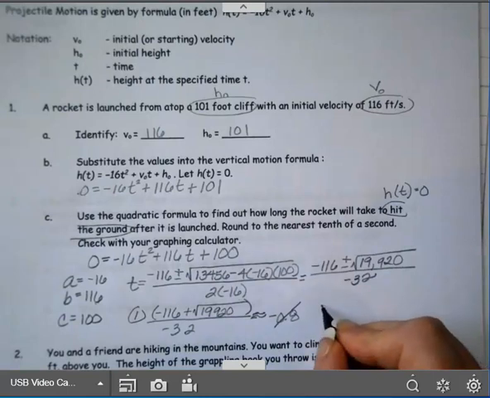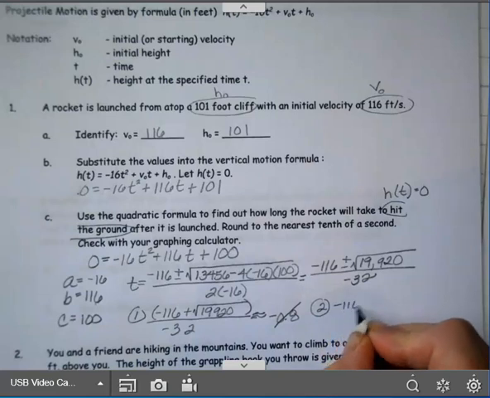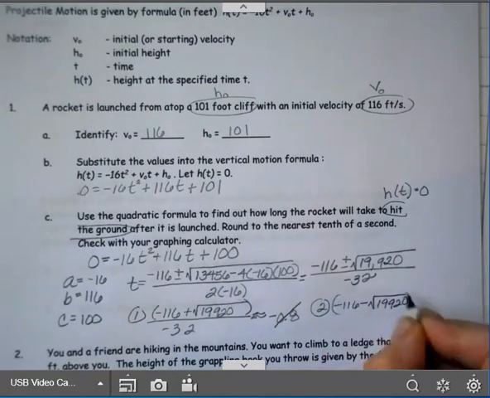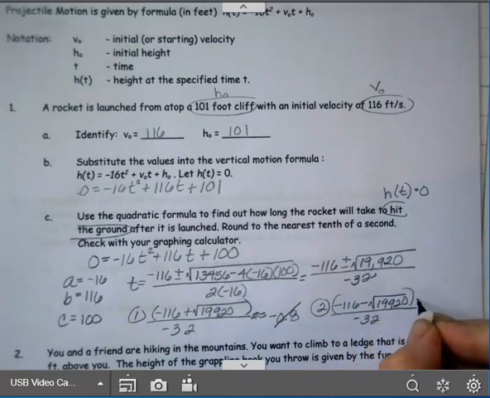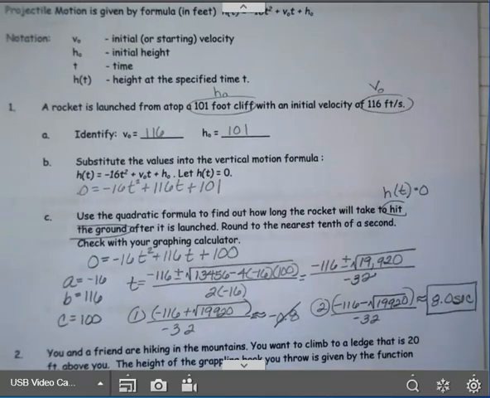And then the second one, I have negative 116 minus the square root of 19,920. Make sure your numerator is in parentheses. That is divided by negative 32. And this one is approximately 8.0 seconds. Remember, we're finding time, and this is in seconds.